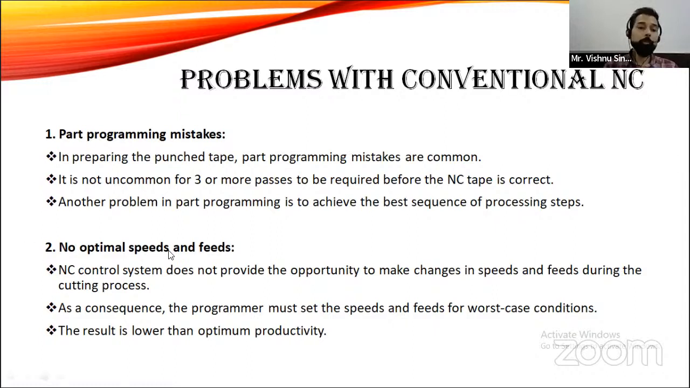Then, no optimal speed and feed. What exactly does this mean? In modern CNC machines, when the tool has to change its position or its axis, the machine recognizes it beforehand and the tool speed slows down. And when the tool changes its direction or axis, it automatically regains its original speed. Whereas in an NC machine, this was not possible. So the second problem is no optimal speed and feed.